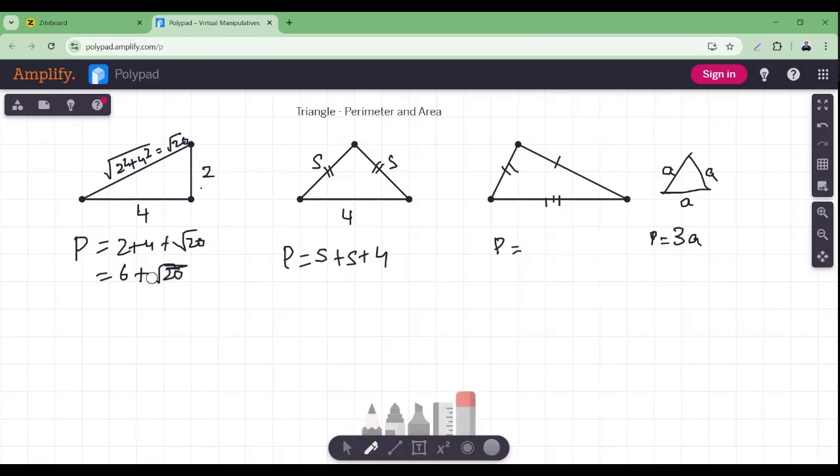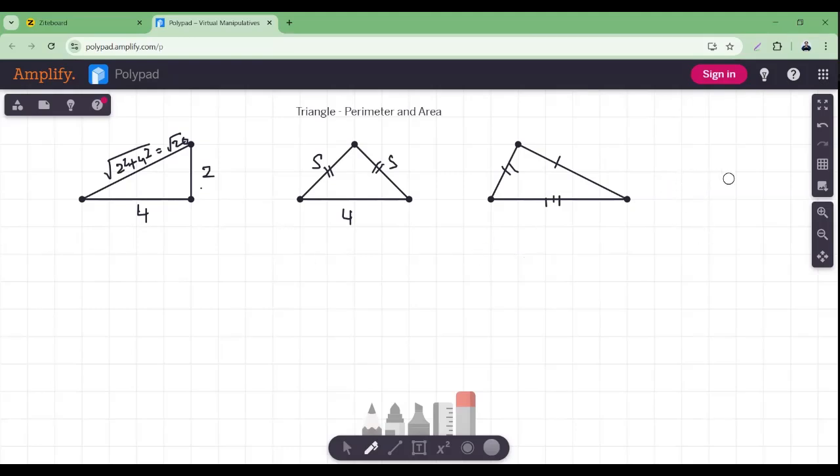So that's it about the perimeter of the triangle. Now let's talk about the area of the triangle. That's a little interesting part because you'll understand how we can find out area. Is there something that we can have in common? That is what we're going to find out. Let it be any kind of these triangles.